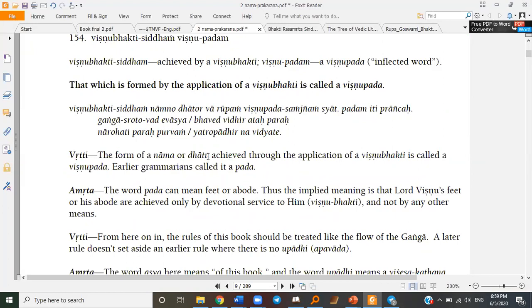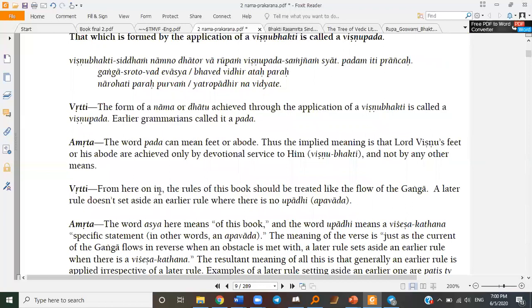Same thing, when we add Pratyaya to Prakriti, and Prakriti are of two types, either Dhatu or Nama, then it becomes a Vishnu Pada, and in other grammars it is known as Pada, like Panini and all.